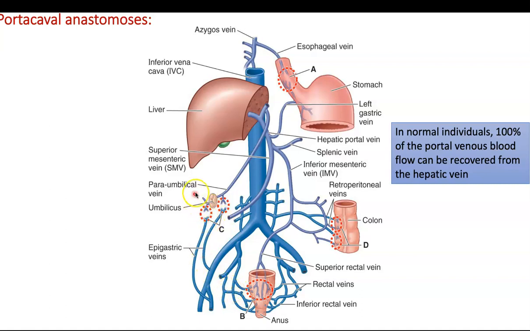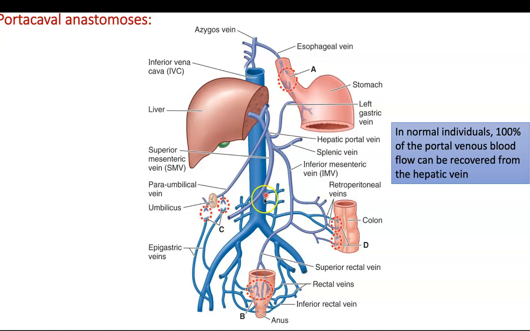Another such area is around the umbilicus, where the epigastric veins, which are tributaries to the systemic vein, anastomose with the paraumbilical veins, which are tributaries to the portal vein. So these are the significant areas of portocaval anastomosis.